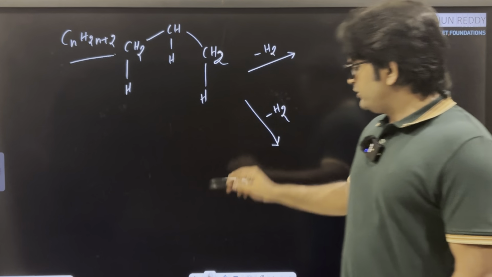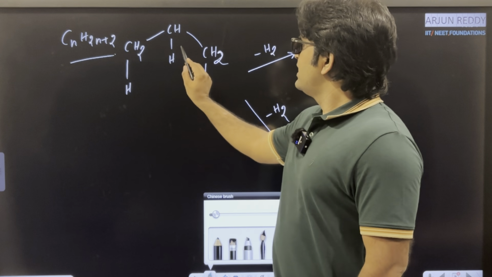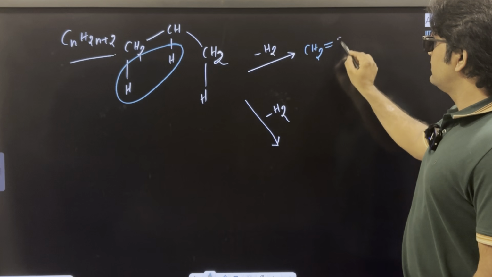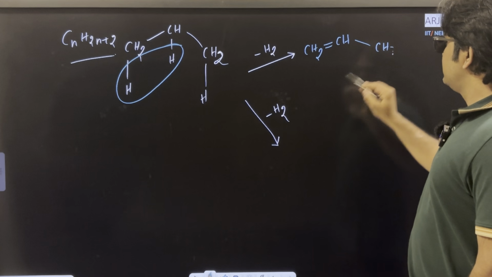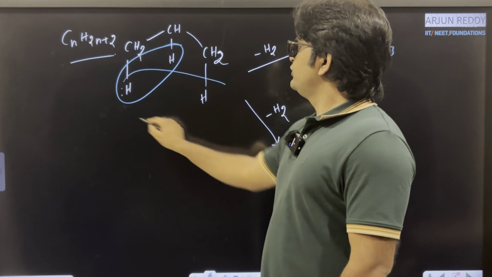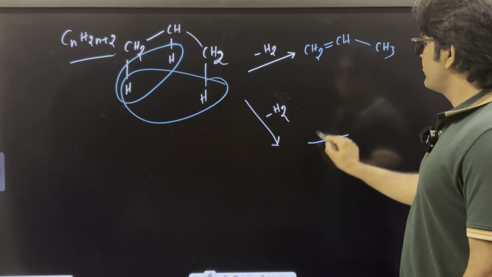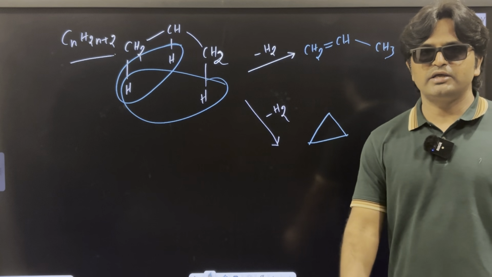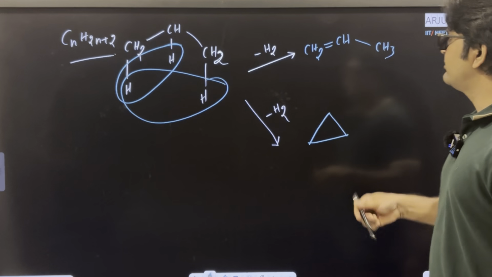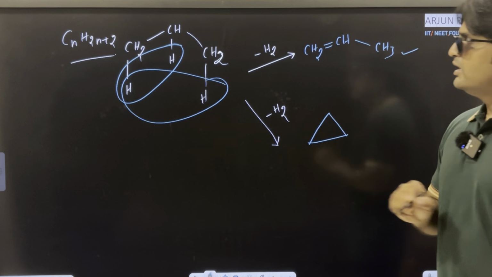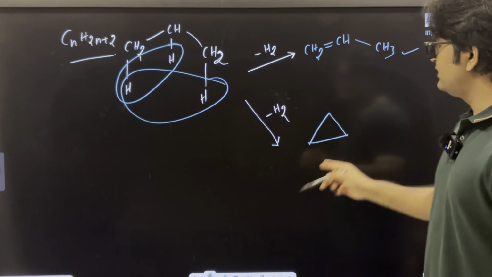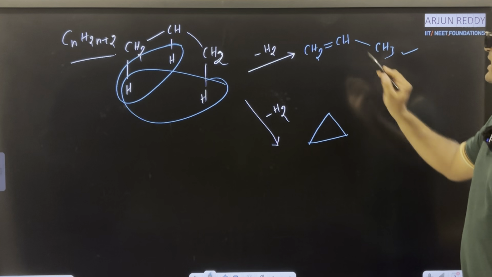If you remove two hydrogen atoms from adjacent carbon atoms, the result is CH2=CH-CH3. That is the compound. Next one: if you remove these two hydrogen atoms, now what is the compound formed? A cycloalkane. You observe these things. If you remove two hydrogen atoms from adjacent carbon atoms, you get this compound, and from the first and third carbon atoms, if you remove hydrogen atoms, you get a cyclic compound. Yes, it is an unsaturated compound.